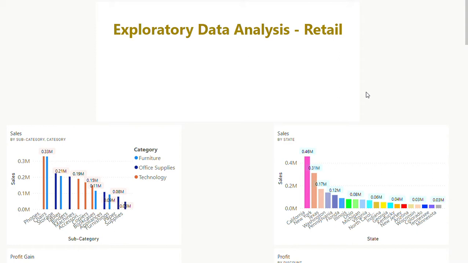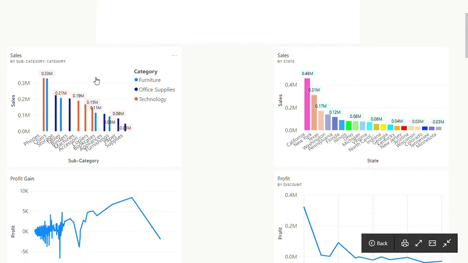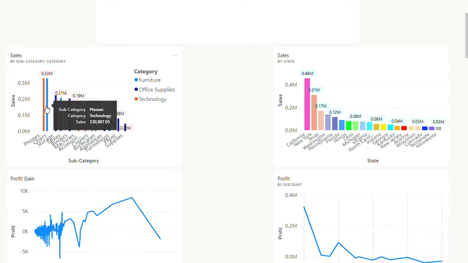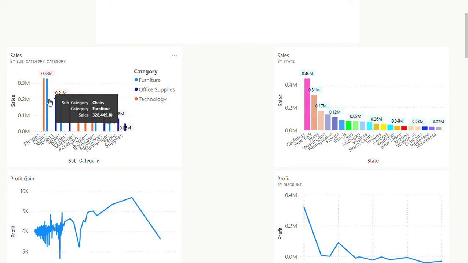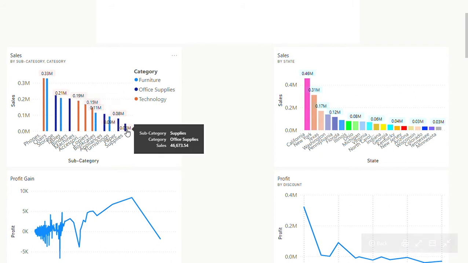Exploratory data analysis, retail. The first chart shows sales versus subcategory by category. The subcategory phone, of category technology, got sales of 33,000. Second, the subcategory chair, of category furniture, got sales of 32,000, and the subcategory supplies, of category office supplies, got the least number of sales.